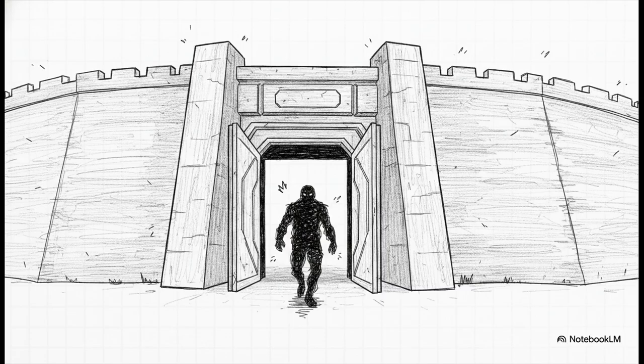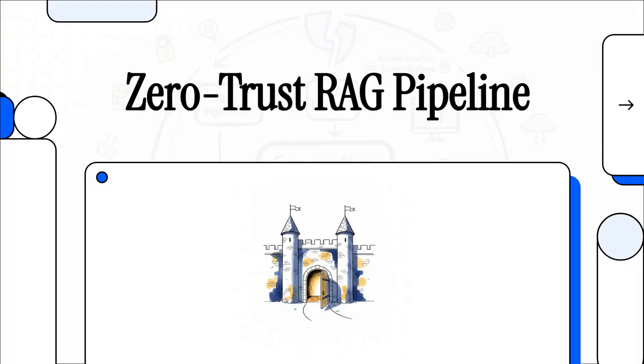By blindly assuming that internal data and retrieved context are inherently safe, they are leaving a massive vulnerability right in the heart of their architecture. Welcome to the explainer. Look, our objective today is simple but absolutely critical. We have to unlearn some really bad habits. We're going to deconstruct the naive assumptions behind traditional retrieval augmented generation, and we're going to build a secure, zero-trust generative AI pipeline from the ground up.